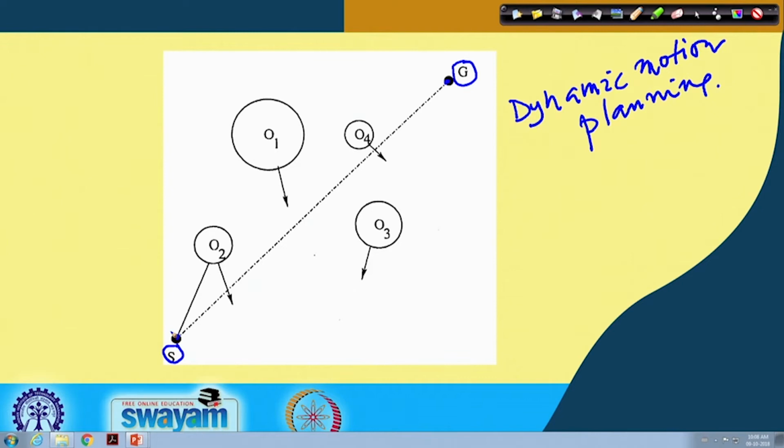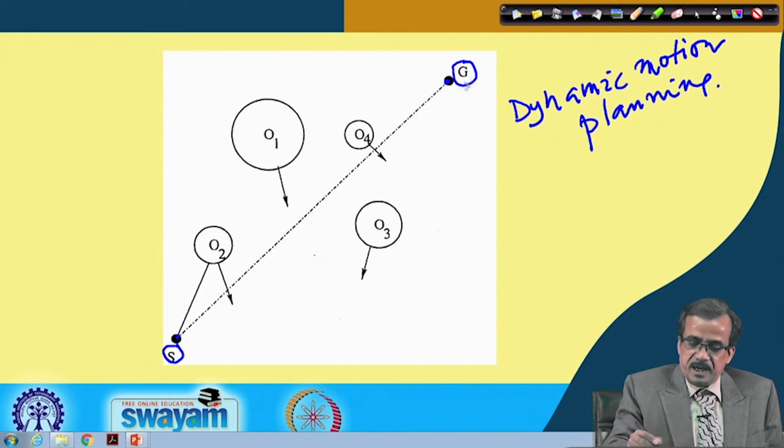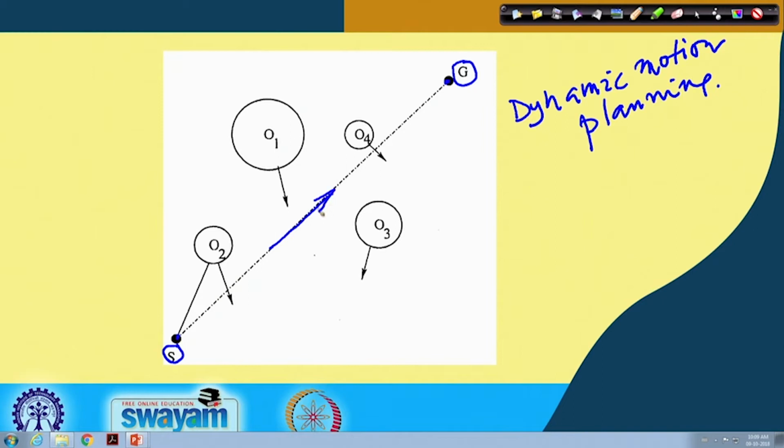Now, let us consider one hypothetical situation where there are no moving obstacles. If this is the starting point and this is the goal, and I ask the robot to find a collision-free, time-optimal path, the robot will find this particular path. This is the optimal path if there are no moving obstacles in the workspace.